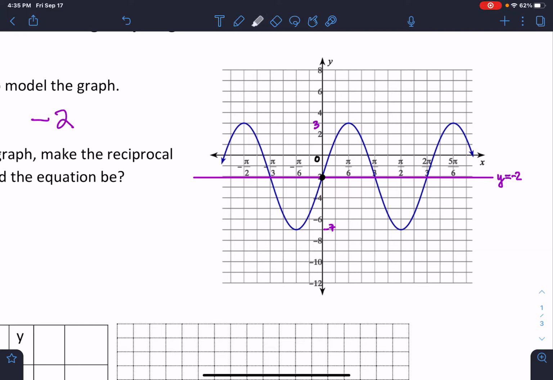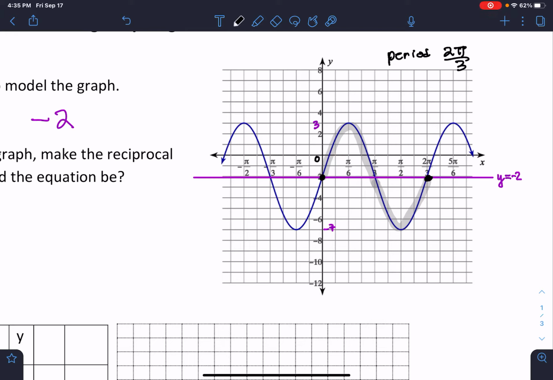And then I'm going to do the graph. I'm going to keep going, and stop right there. Because when I stop right there, that is when I've completed a period. So my period for this problem is 2 pi over 3, because that's how long it took for the pattern to start repeating itself again.